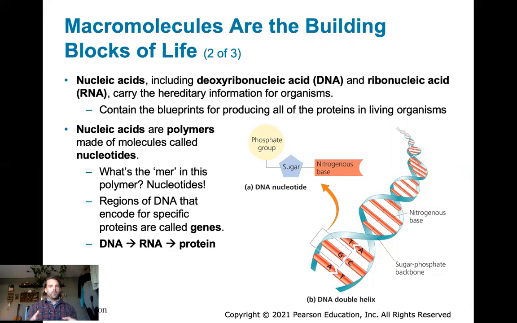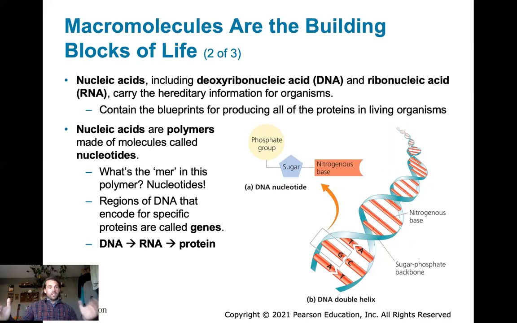These contain the blueprints for producing all of the proteins that do stuff, okay? So nucleic acids are polymers, and the mer, the many of the thing in the nucleic acid, is a nucleotide. So they are macromolecules that are polymers of nucleotides, okay?